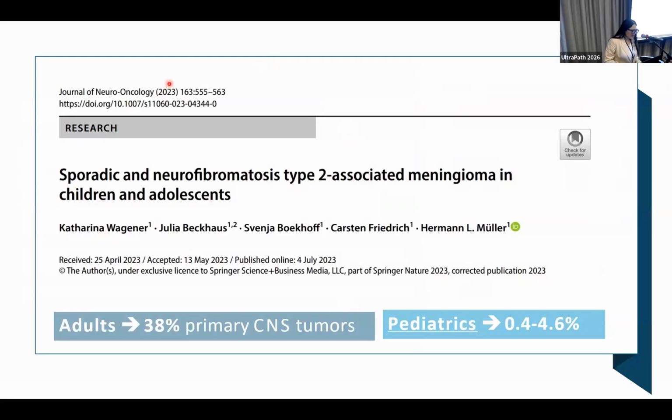This is another article about meningiomas in pediatric patients, but this article included two types of meningiomas: the sporadic ones and those associated with neurofibromatosis type 2. So it emphasized the principal differences between these two entities. Because meningiomas are about 38% of all the primary central nervous system tumors, but in pediatrics they are less frequent.